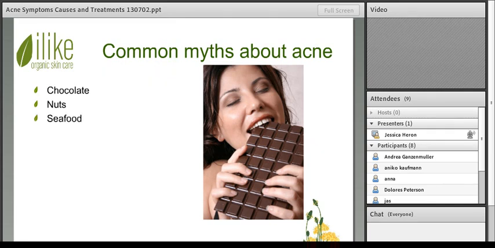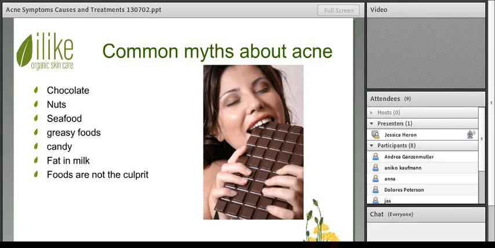Also, nuts. A lot of foods tend to get blamed. One of the only ones I think that could get blamed that may be true is dairy. Seafood, greasy foods, candy, fat and milk. Foods are not the culprit. But if there's an allergy, that's a whole different story. Because there can be an intolerance or an allergy in the body, and that may cause a problem. It'll cause inflammation, and it may cause worse things too. So that's a little bit different.